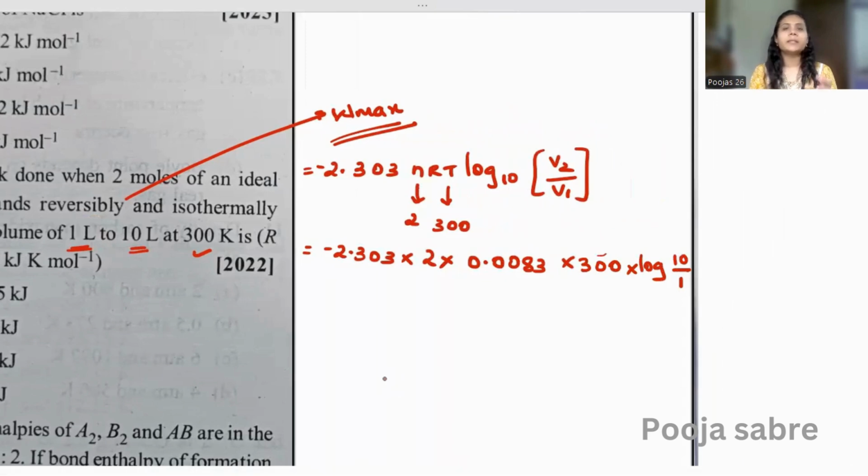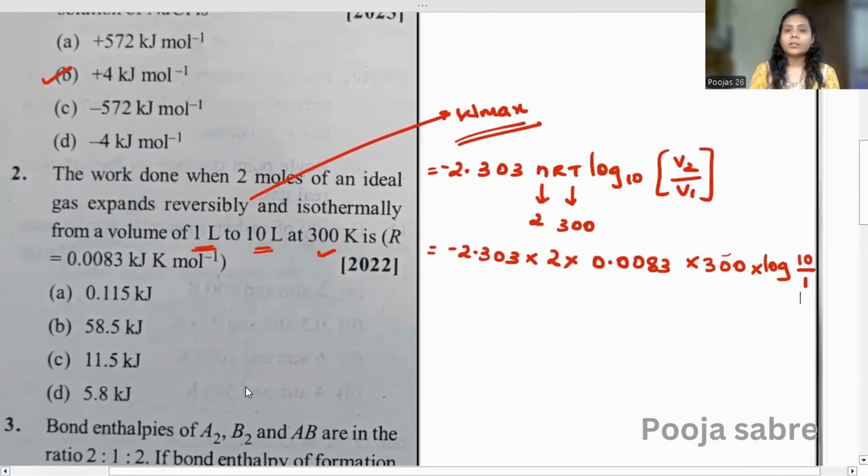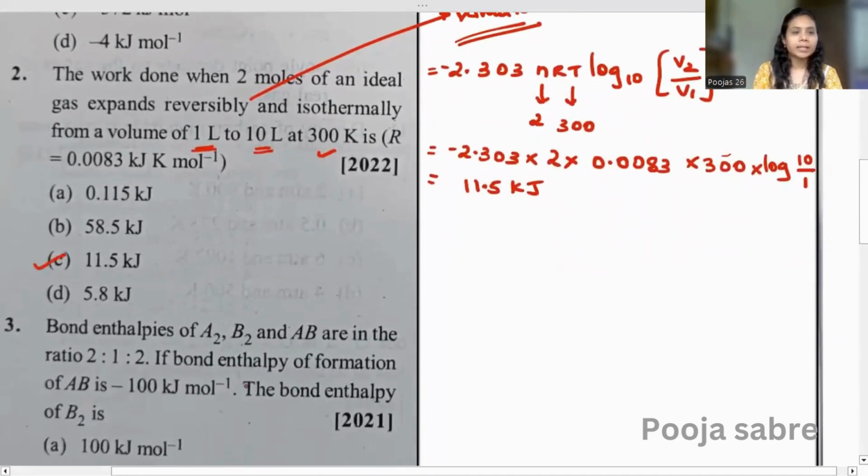So you have to remember simple logs: log of 10 is equal to 1. Remember log of 2, log of 3 and log of 5 as well. Everything I have shared in my formula sheet, so kindly go through the formula sheet first before proceeding with this video. And then it is simply the calculation part. So the correct answer will be option number C, that is 11.5 kilojoules. Now this is a simple calculation. So the correct answer is C.